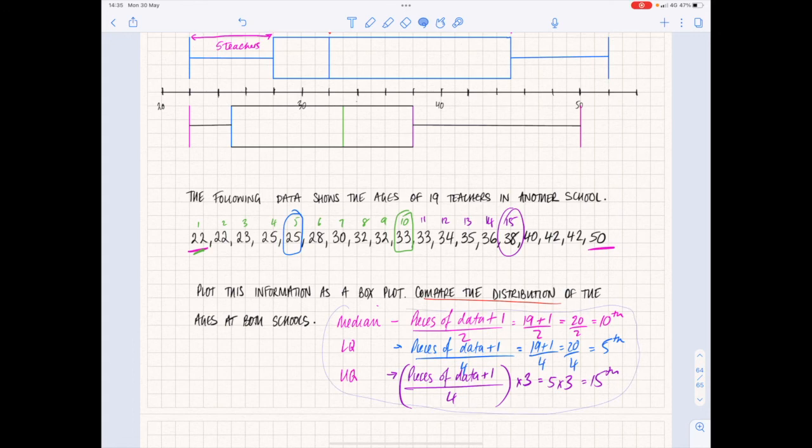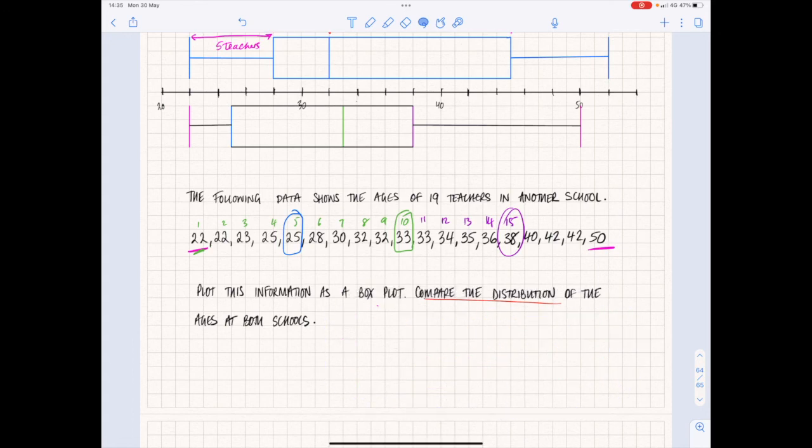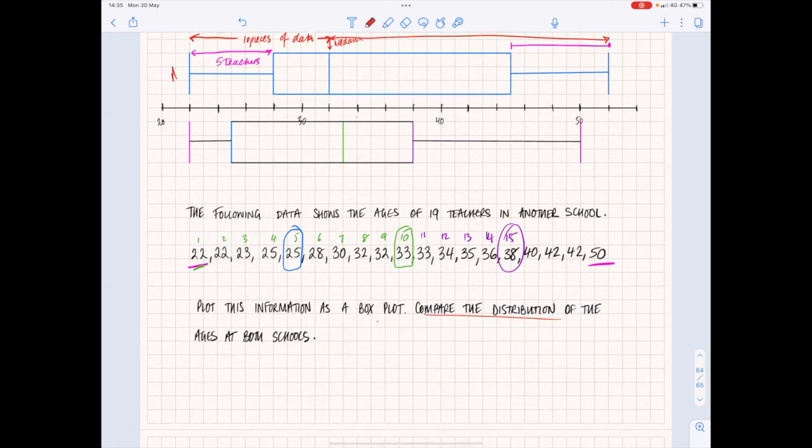So I'm going to just delete this information here so I've got some space. When we're comparing the distribution, I'm going to call this school A and this school B. So I'm going to compare two things. I'm going to compare the median, and then I'm going to compare the interquartile range or the actual range. It doesn't matter which one you choose to do, but you need to make sure you compare one of those. Now let's look at the medians first of all. The median in school A was at 32. Okay, that's my median there. And the median at school B is at 33.